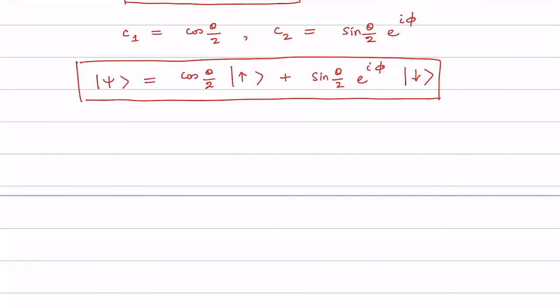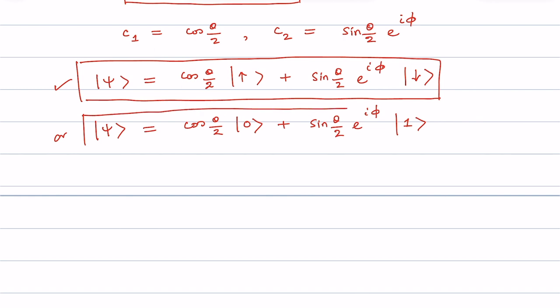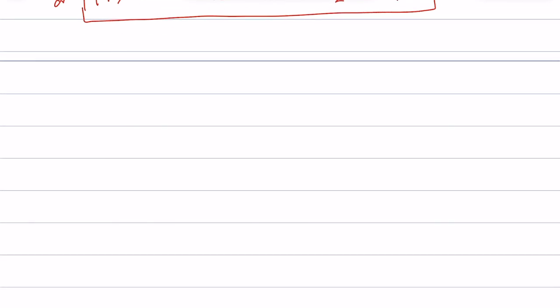By the way, this particular state I can also write in this form: ket psi is equal to cos theta by 2 ket 0, which refers to the up state, plus sine theta by 2 e to the power i phi, that's the complex coefficient, times ket 1. I think from now onwards I'm going to use it for the later part of my discussion here. I was talking about that particular diagrammatic representation. It has a name, it's called the Bloch sphere. I will elaborate more on it.